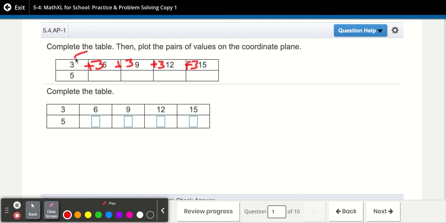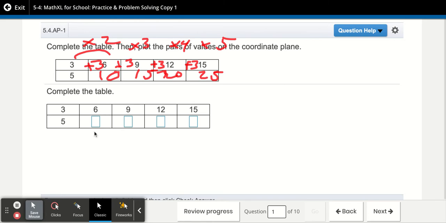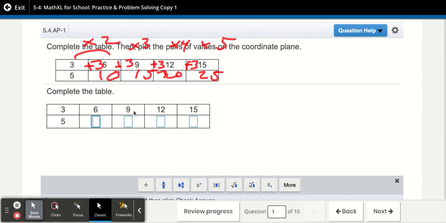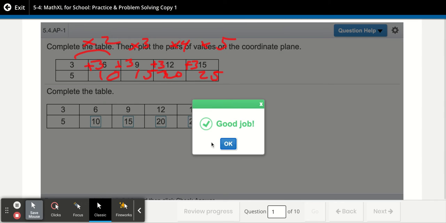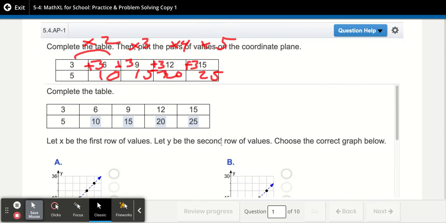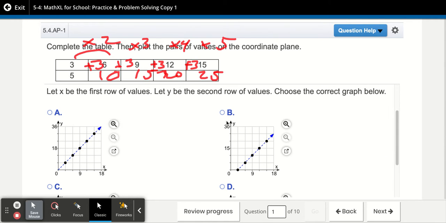Because looking at that, if just by counting by 3s, that means it's times 2, then times 3, then times 4, and times 5. So down here, we're going to be counting by that value of the ratio, which is 5s. So it's going to be 10, 15, 20, and 25. So that final ratio is 15 to 25. Well, 5, 10, 15, 20, 25. Good job. And now we're to the graphing part, where in this case, we just are going to select a graph that matches those coordinates.